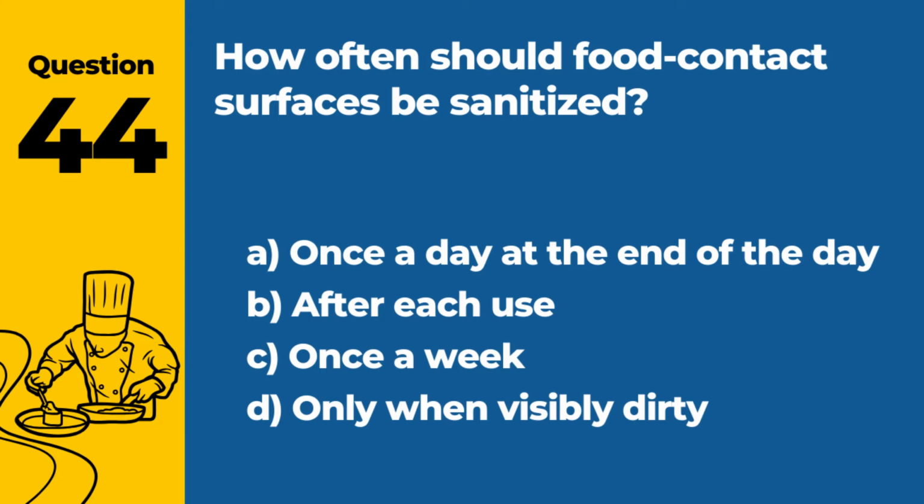How often should food contact surfaces be sanitized? A. Once a day at the end of the day. B. After each use. C. Once a week. D. Only when visibly dirty. Answer: B. After each use. Food contact surfaces should be sanitized after each use to prevent cross-contamination and ensure food safety.